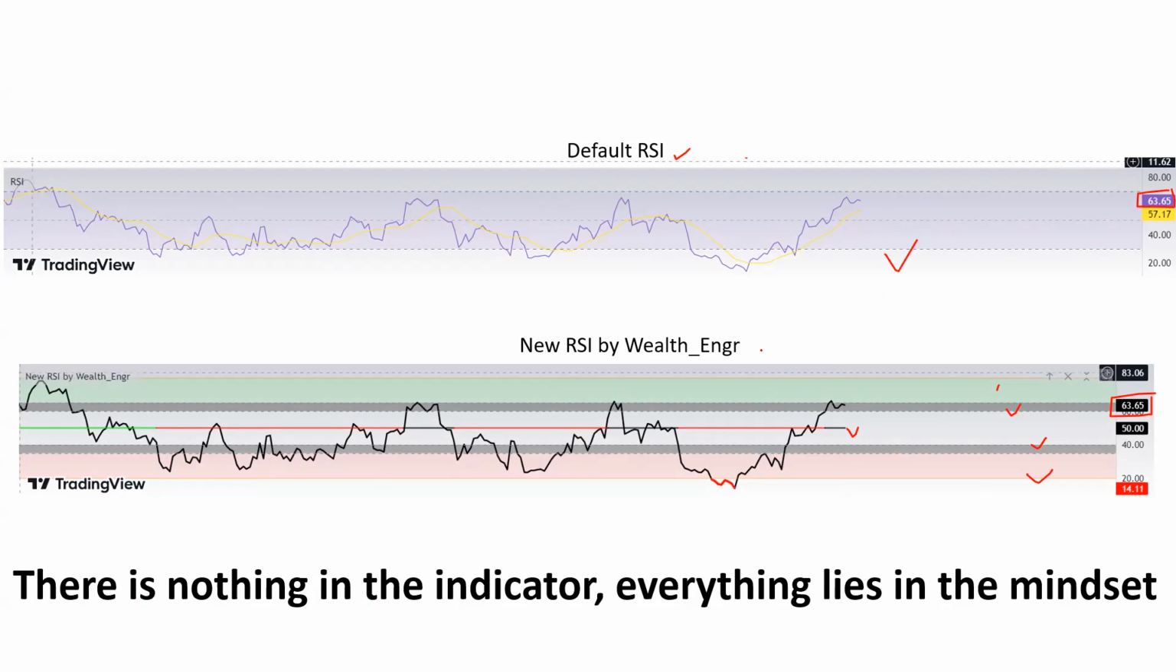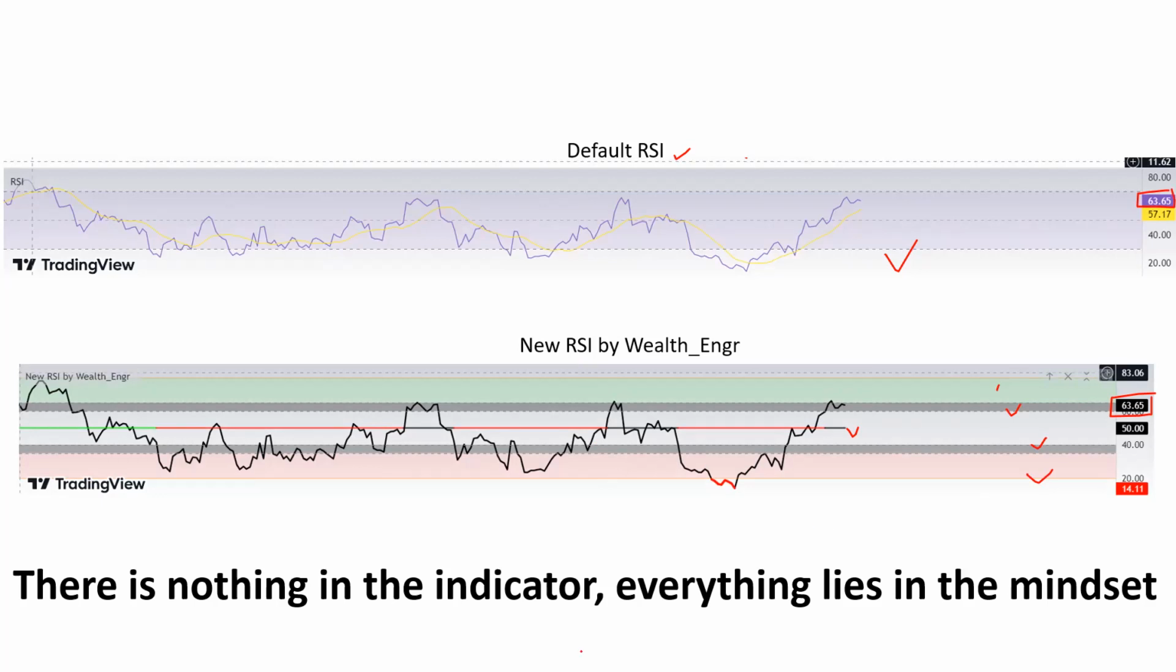This RSI is not released. My RSI is not released in TradingView. Don't ask me where it can be found in TradingView. It cannot be found in TradingView due to some reasons. It will be given only to my mentorship students. It doesn't have any change from the default RSI. The only thing is my RSI will have pretty good colors for a visual representation.